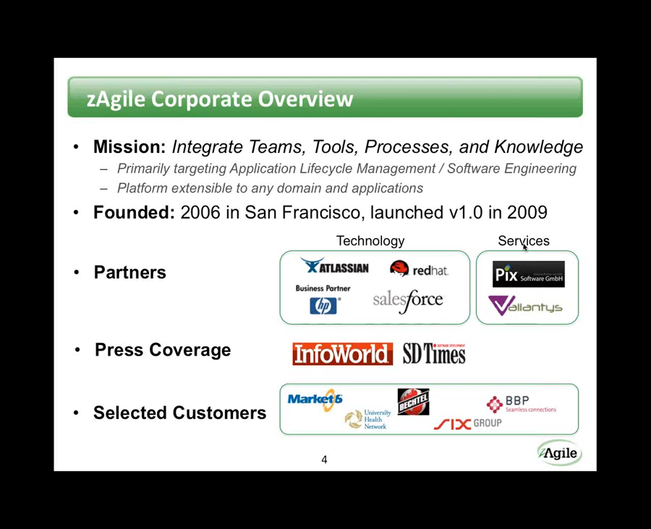I invite you actually to most recently view the article from InfoWorld, which was an interview with Sanjeev a few weeks ago. So just go to Google and look for zAgile and Sanjeev Nath and InfoWorld, and you'll have a very nice interview that gives the whole vision of zAgile a little more detail than what I just described. There you see some selected customers. This is across the board from major corporations such as Bechtel, smaller software companies like Market6, healthcare providers like University Healthcare Network, etc.